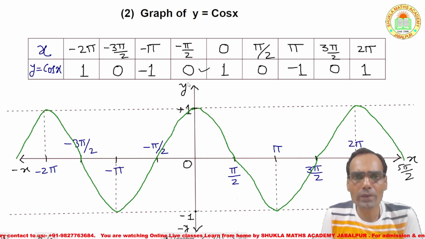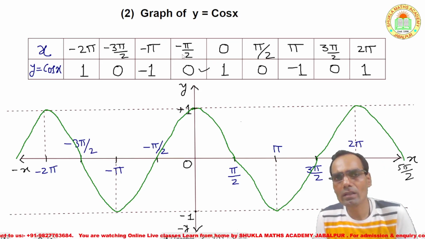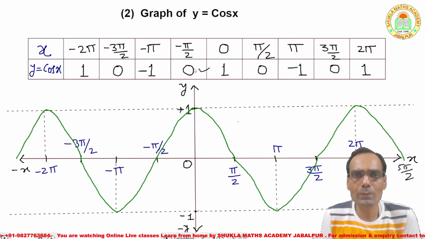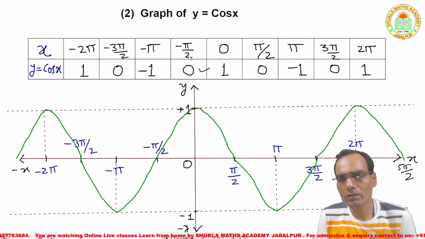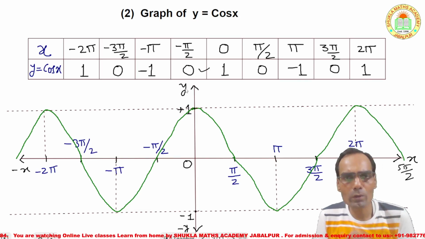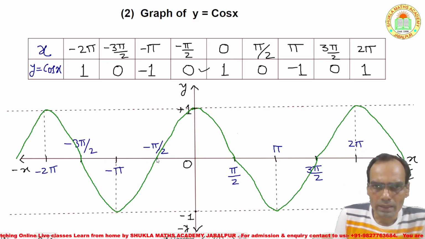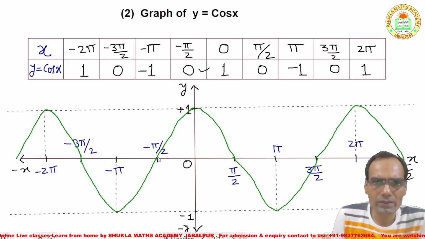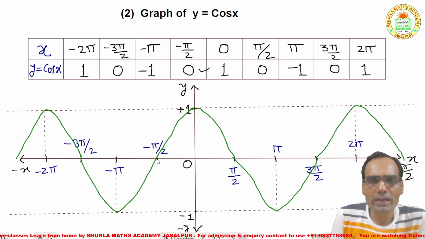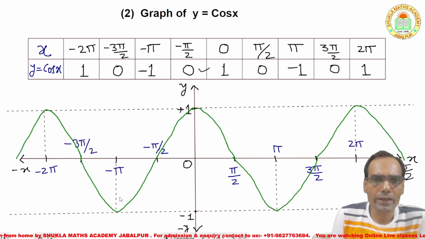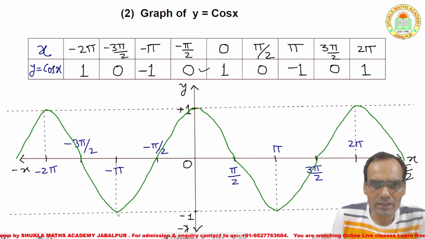And similarly, we will go back to the left-hand side, negative values for x. So it is -pi by 2. So when x is minus pi by 2, cos of minus theta is cos theta, and cos pi by 2 is 0 because cos 90 is 0. So it is going down on the negative side at the x-axis, 0. And next value is -pi and cos of -pi is -1.